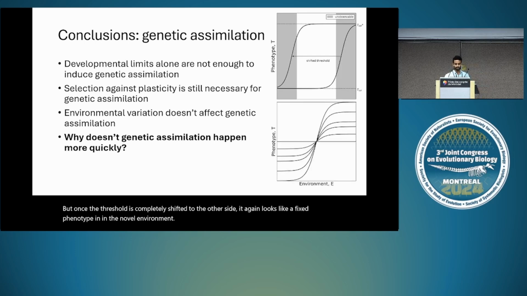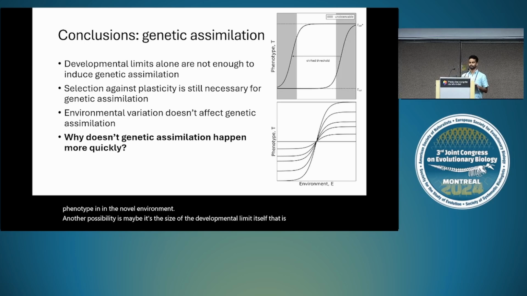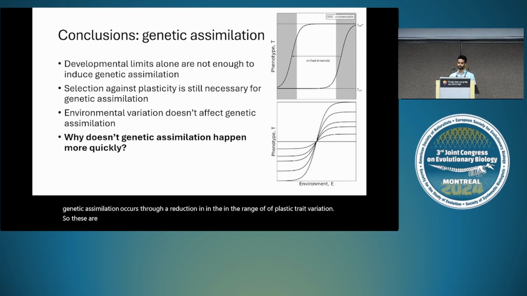Another possibility is maybe it's the size of the developmental limit itself that is evolving, and genetic assimilation occurs through a reduction in the range of plastic trait variation. So these are also possible future directions for this model as well.